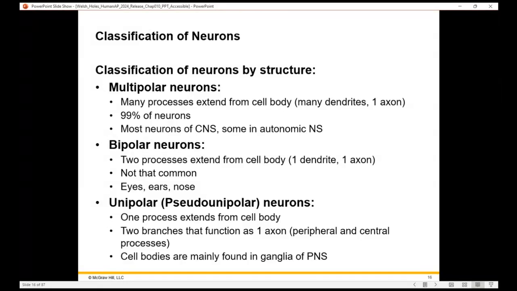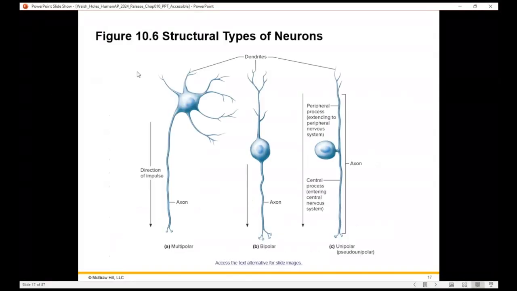Bipolar neurons are composed of two processes that extend from the cell body, so like one dendrite and one axon. These are not that common, but you find them in the eyes, ears, and nose. Unipolar or pseudo-unipolar neurons have one process that extends from the cell body, with two branches that function as one axon, a peripheral and a central process. Cell bodies are mainly found in the ganglia of the peripheral nervous system. Figure 10.6 shows you the different types of neurons.